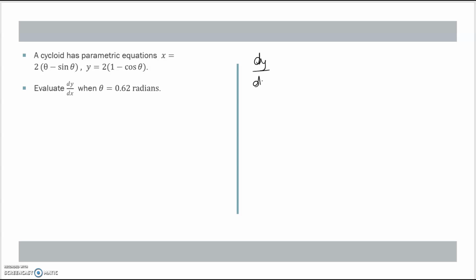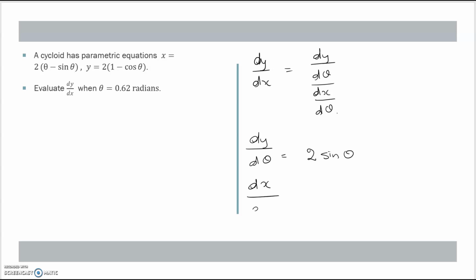Remember, dy by dx is dy by d theta over dx by d theta. So that means we have to find those bits. So dy by d theta would be 2 sine theta. And dx by d theta would be 2 minus 2 cos theta. Now we just need to put those together.